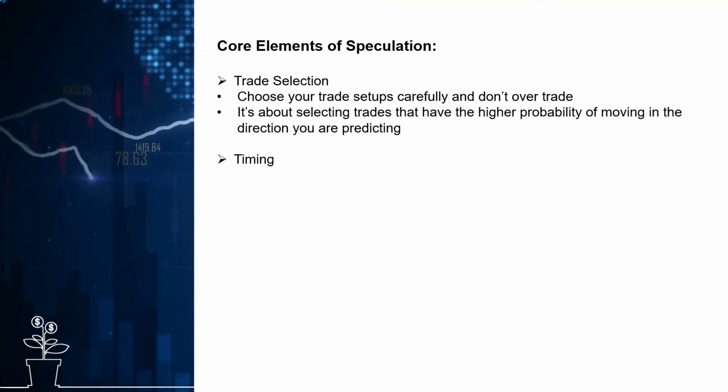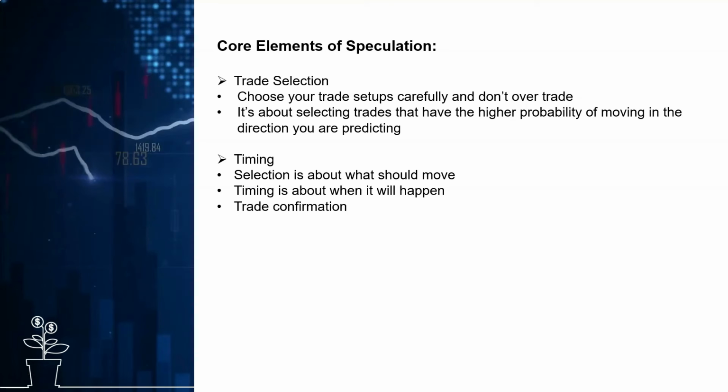The next core element is timing. Where the first core element was around selection and what should move, timing is about when that will actually happen. And this is your trade confirmation. When do you actually enter the market, your timing, and your confirmation to go ahead and execute that trade within the markets. A successful speculator plays a waiting game. They are never impatient, they don't jump the gun, they don't break their trading rules, and they wait for all the things to line up within their trading system before they pull the trigger to enter that trade.